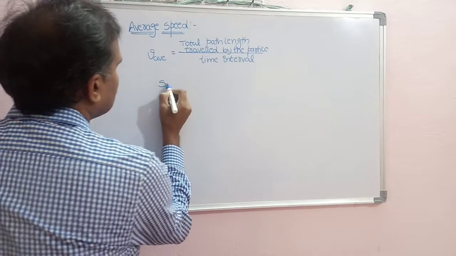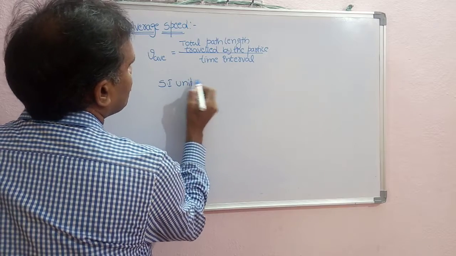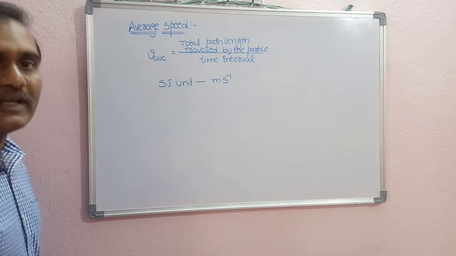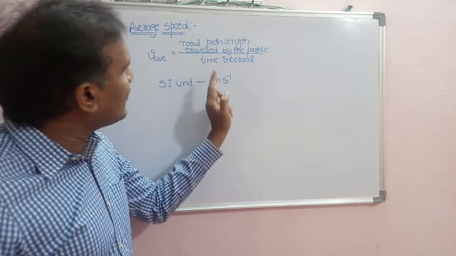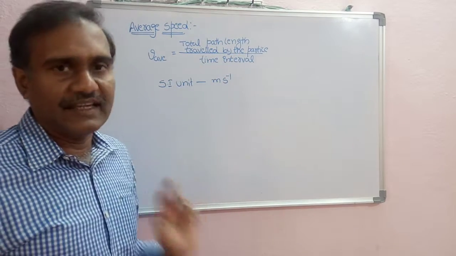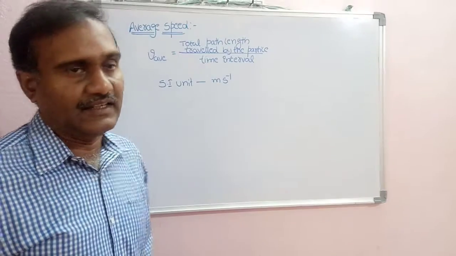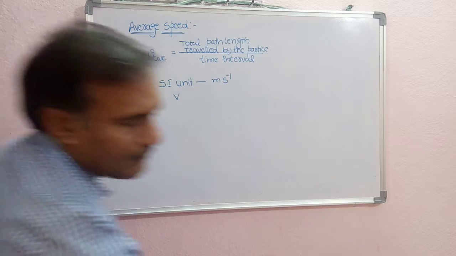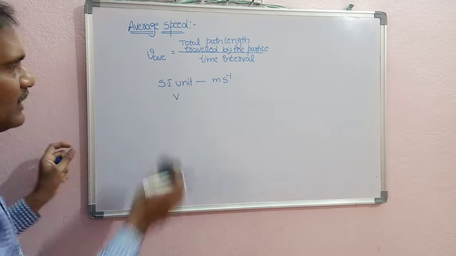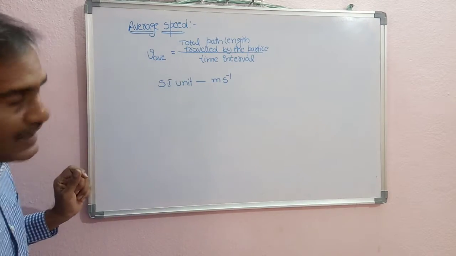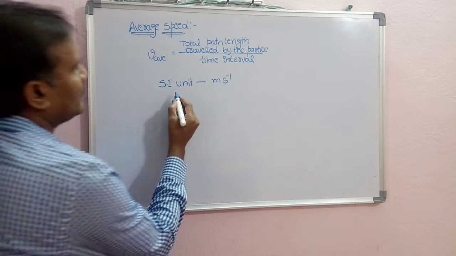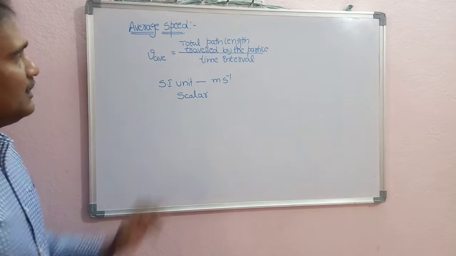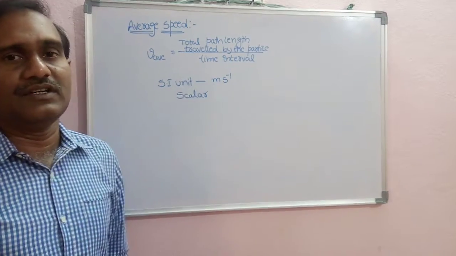Its SI unit is meter second inverse or meter per second. Path length is in meters, time interval in seconds, so the unit is meter per second. It is a scalar quantity because path length is a scalar quantity. Therefore, average speed is also a scalar quantity. That means it has only magnitude. It does not have any direction.